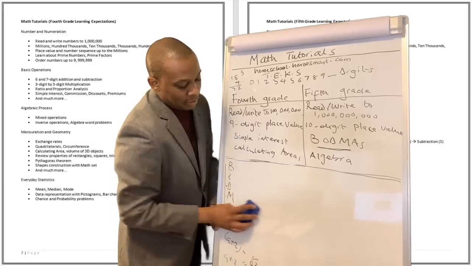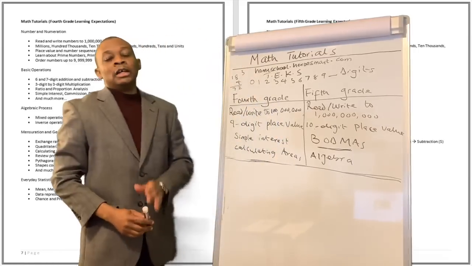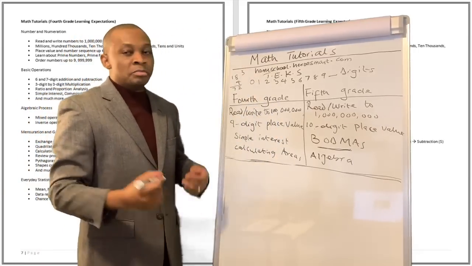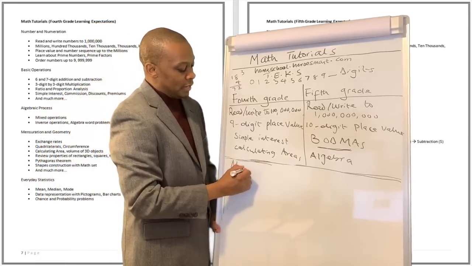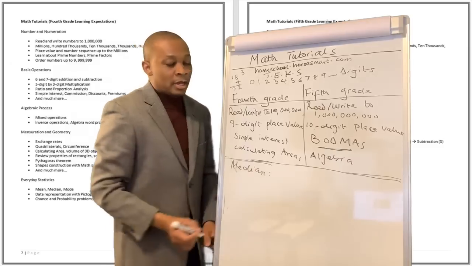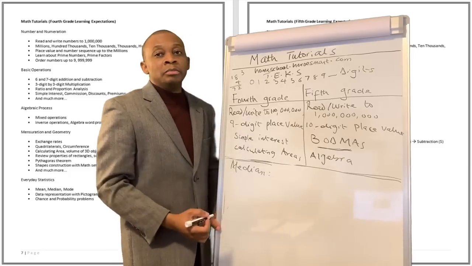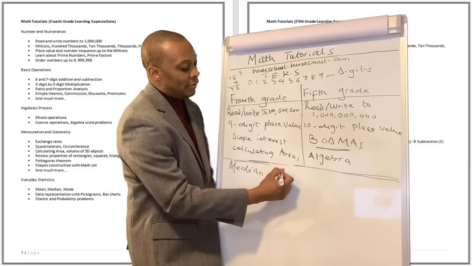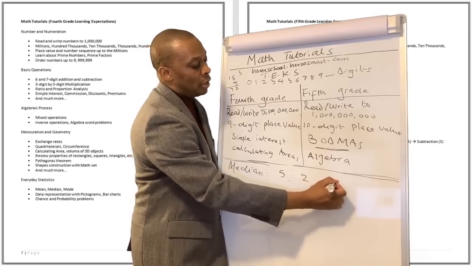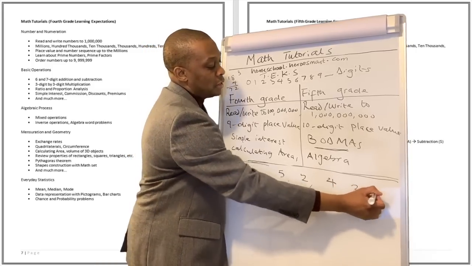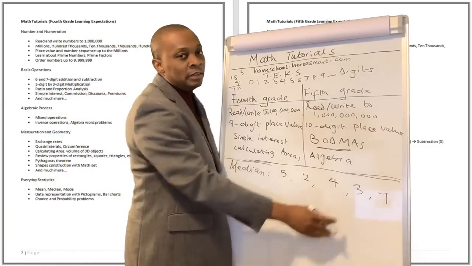All right. So you may want to teach a child about the mean of a set of numbers or the median of a set of numbers. So let's take the median, for example. So let's talk about the concept of median. A median, simply put, is going to be the middle of a set of numbers. So if you have a set of numbers like 5, 2, 4, 3, 7, and they tell you what is the median of this set of numbers.